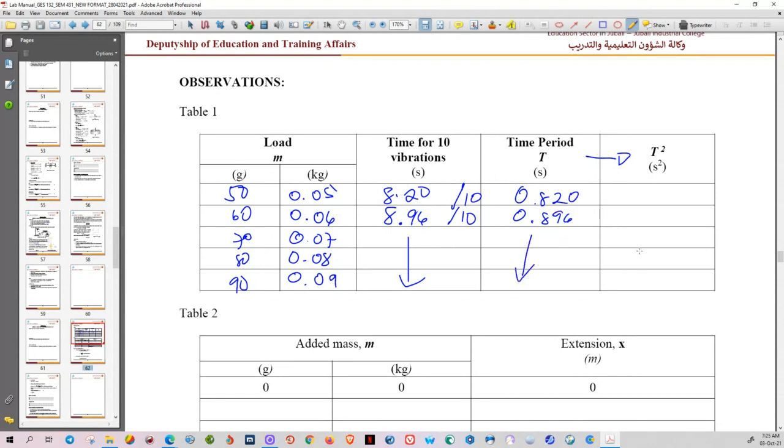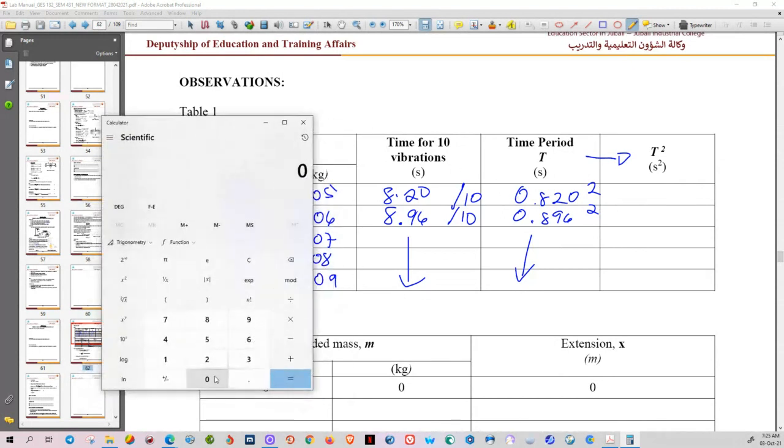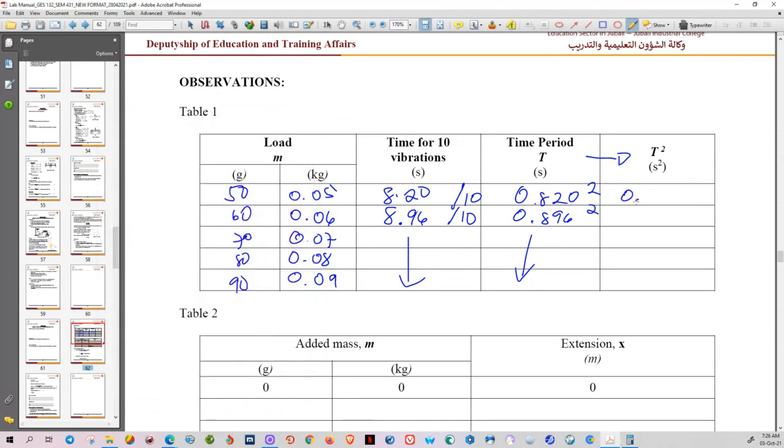Again, you have to complete this table. Next, you have to square this number. So if you want to square it, let's use our calculator in the computer. Okay, 0.82. So you type 0.82 squared. Let me verify with my calculator. Yes, 0.6724. So you write it here, 0.6724. There you go.